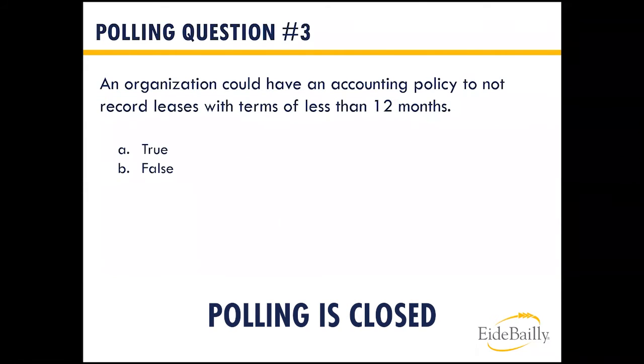After this, we're going to hand it off to Andrea to talk about some of the tax considerations. So this third polling question: an organization could have an accounting policy to not record leases with terms of less than 12 months. True or false? All right, the third poll is now open. We'll leave it open for about 10 more seconds if you want to answer.